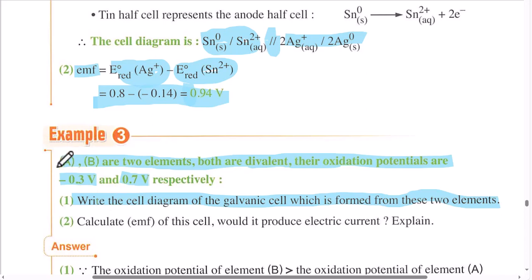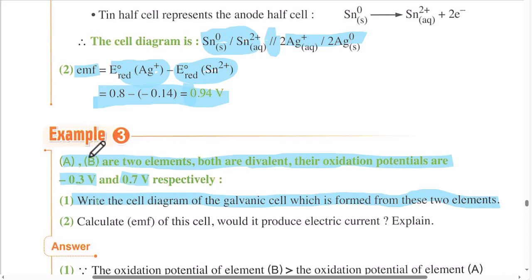A, oxidation potential negative 0.3. B, divalent, oxidation potential is 0.7. So the oxidation potential of B is higher than the oxidation potential of A. So B here is the anode half cell, or the anode electrode, and A, which has the lower value of oxidation potential, is the cathode half cell.